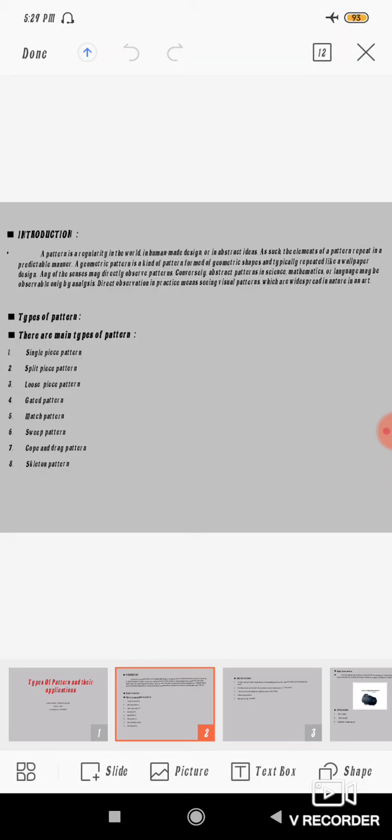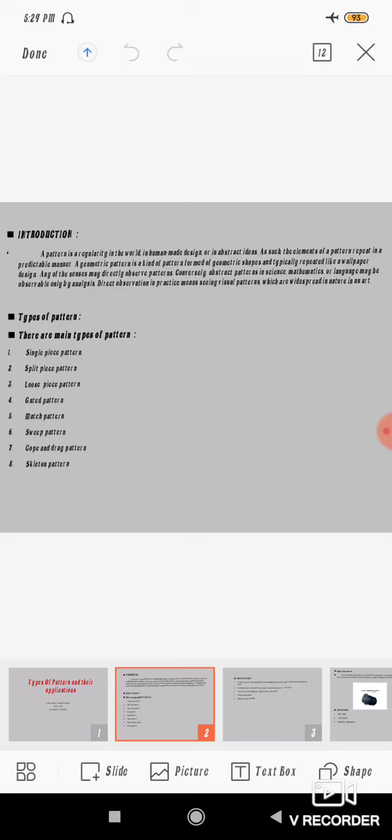Any of the senses may directly observe patterns. Conversely, abstract patterns in science, mathematics, or language may be observable only by analysis. Direct observation in practice means seeing visual patterns, which are widespread in nature and in art.